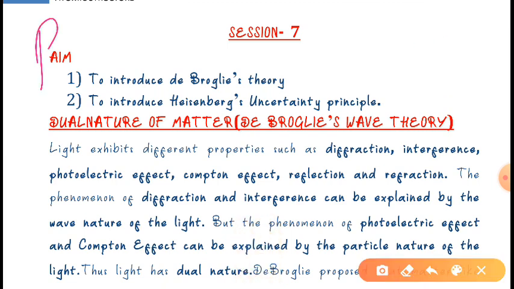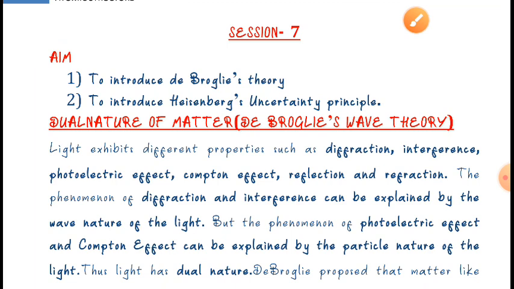What name did he give? Photons. Thus, we can say light behaves both as a wave and a particle simultaneously. In other words, light has a dual character. This we know because we have learned in the previous lectures about Planck's quantum theory, the photoelectric effect and black body radiation.